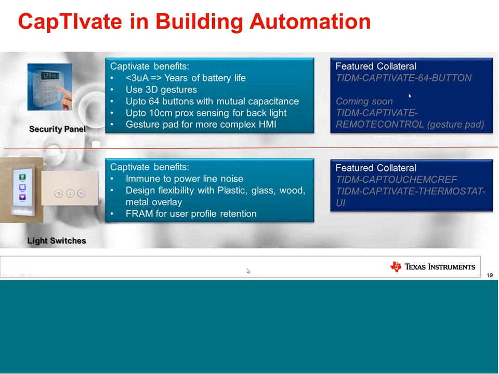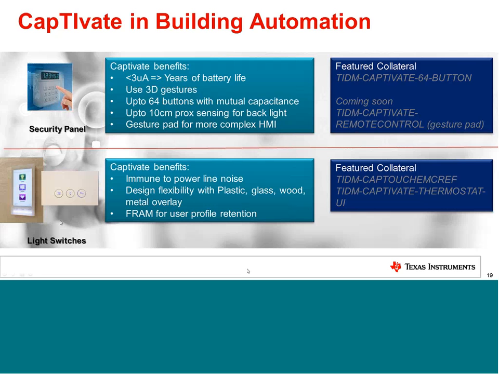So what are the featured collateral here? Clearly the 64 button is very interesting in its application. And then we also have a remote control TI design coming up. And again, please think of it as something not just for remote control, but also for applications like this where you may need some sort of a gesture pad where you want to navigate menus.